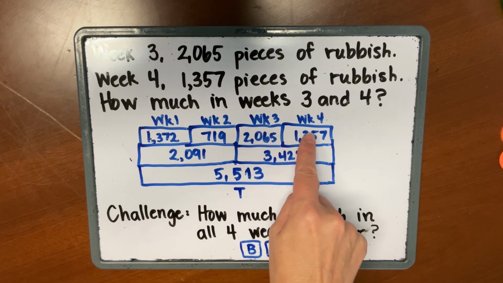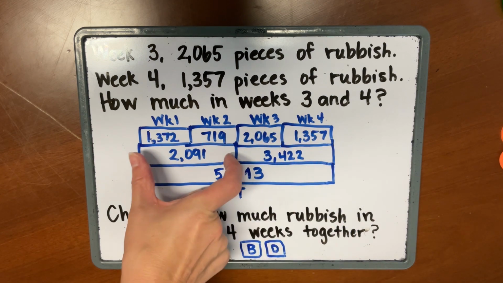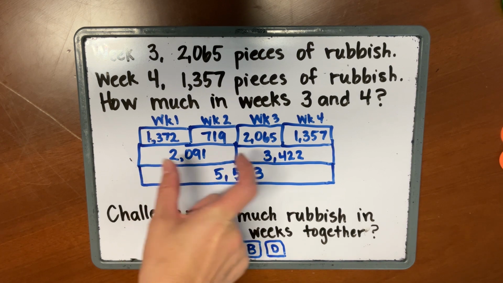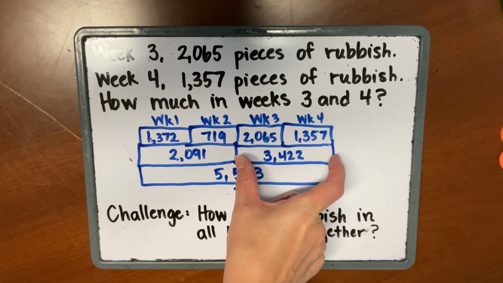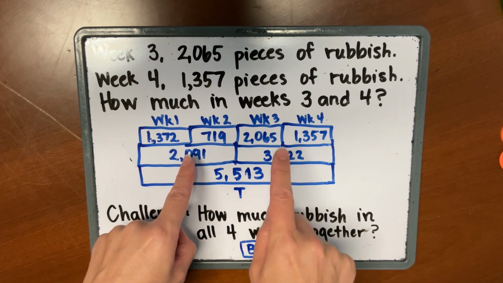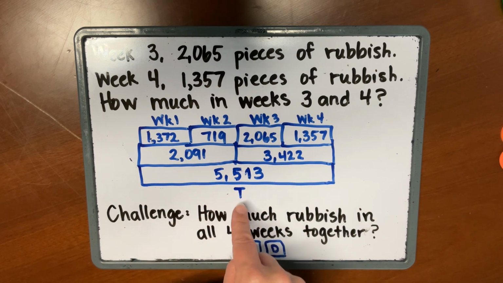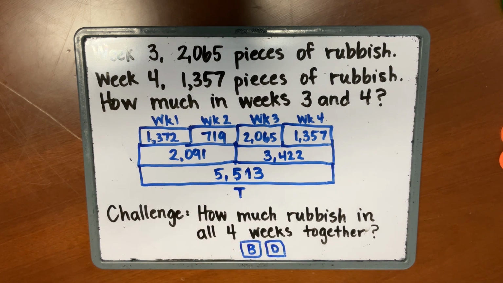Here is week 3 and week 4, so I have 1, 2, 3, 4 parts. Since I already knew week 1 and 2, I just had to calculate week 3 and 4. When I put those together, I got 3,422. Then I put weeks 1 and 2 with weeks 3 and 4 and got 5,513 is my total, T for total. Are my calculations accurate? Did you get the same?